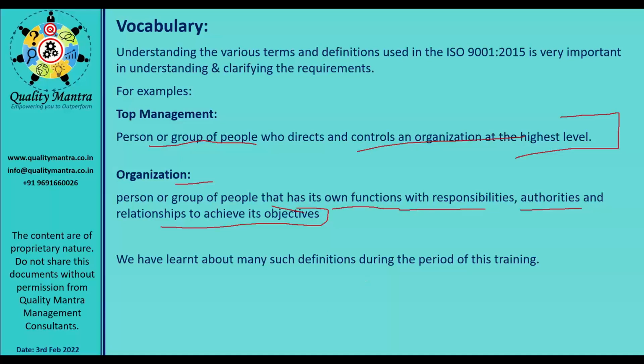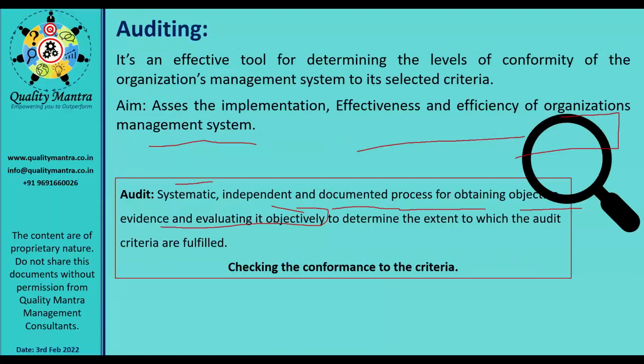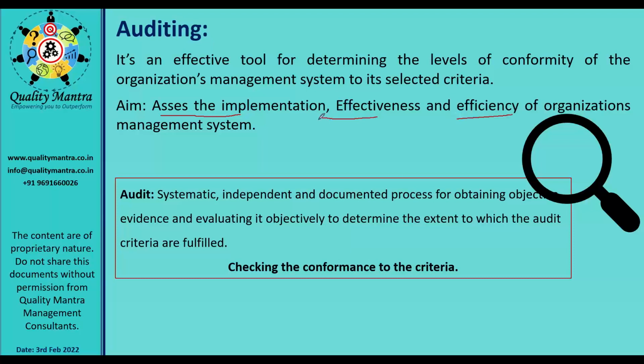So we have gone through many of such vocabularies. Now what is auditing? We have gone through the auditing. It is a very effective tool for determining the level of conformity of organization management system to the selected criteria. And your aim of auditing should be assessing the implementation, effectiveness, and efficiency of organization's management system.